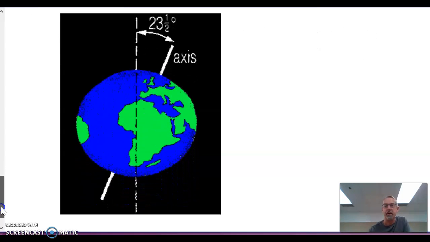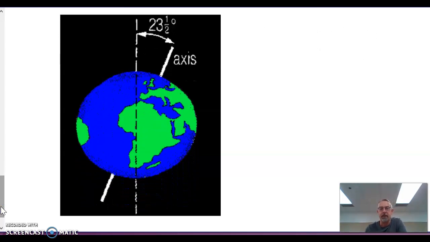So the Earth's axis is actually tilted at about 23.5 degrees. That's about how much it is off its axis. And actually this is kind of important for us and our seasons as we get going along here.